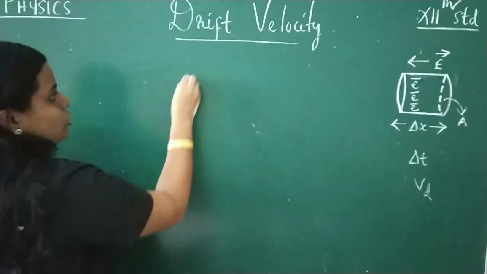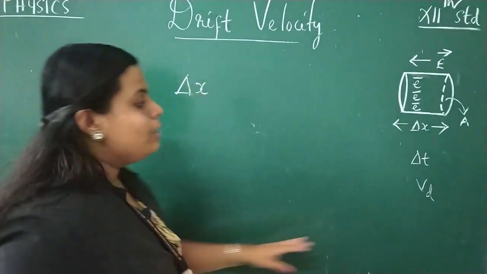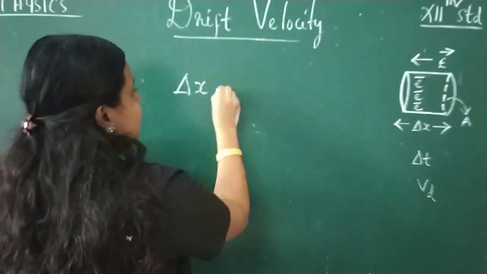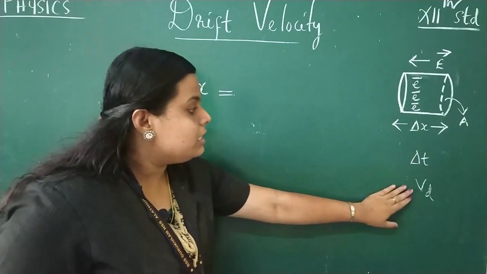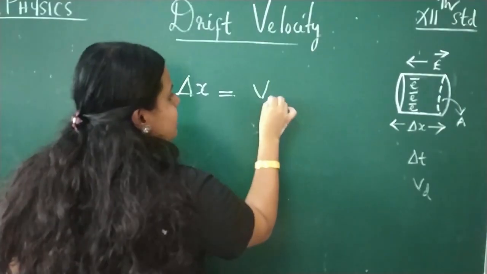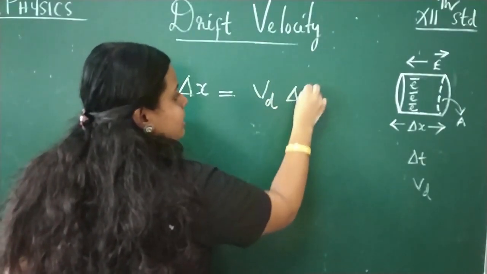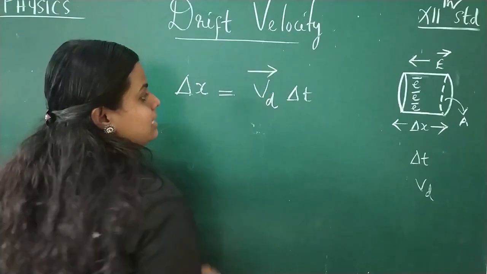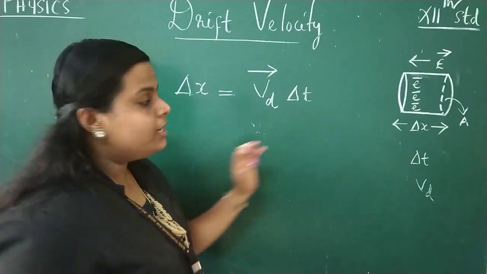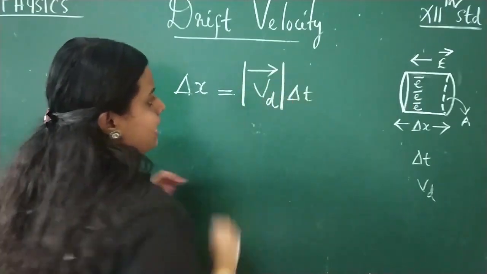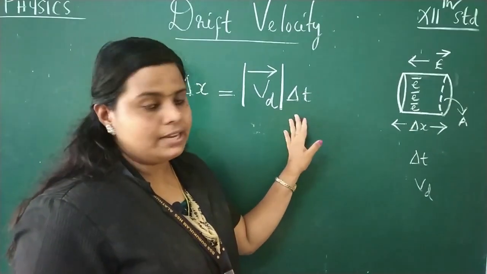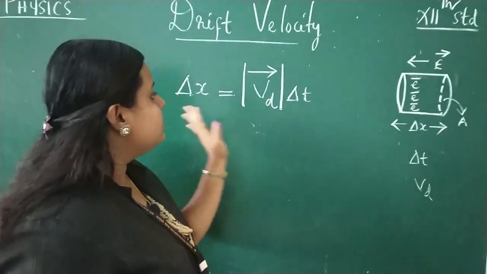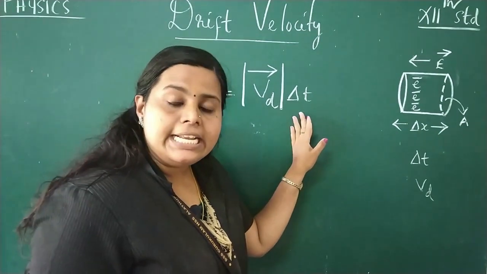So what is the expression for delta x in terms of velocity and time? Yes, we know that distance is equal to velocity into time. So here we can write Vd into delta t, where this Vd is a vector, right? Here we can take the magnitude of this velocity vector. So delta x is equal to Vd into delta t.